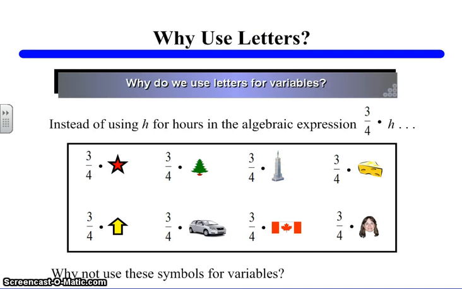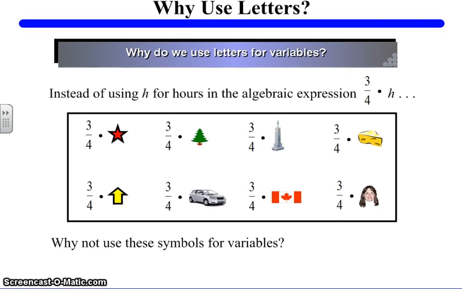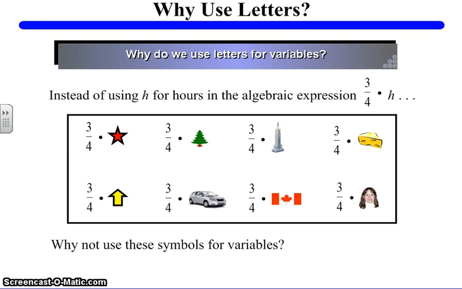The reason that we use letters and not these symbols like a star or a tree or a building or a piece of cheese, is because letters are symbols that everyone knows and everyone can draw. So everyone knows how to make an H. Everyone knows how to make a T. It might be kind of difficult for everyone to draw a car that looks like that and know what you are talking about. So that's why we use letters.